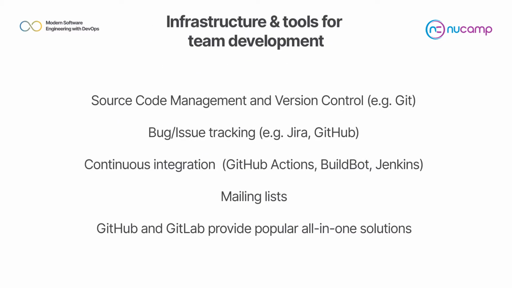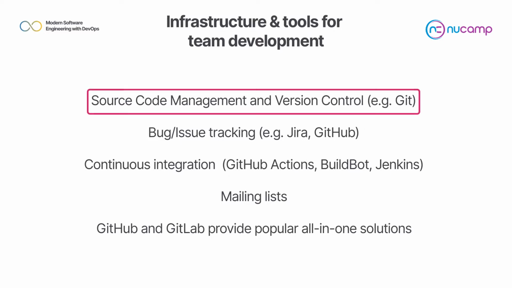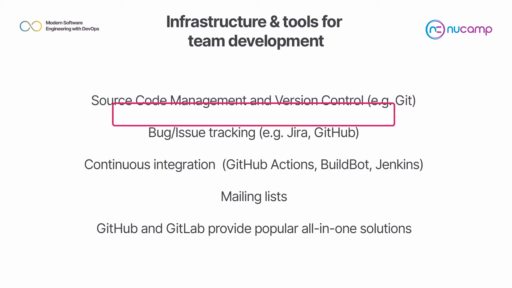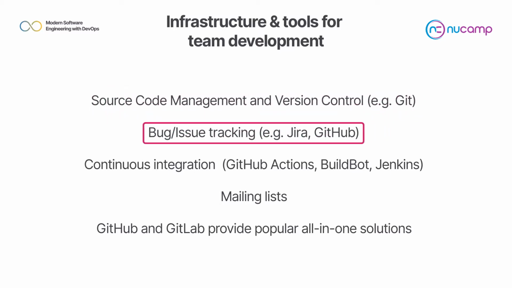There are several tools used in the flow of team development. These include, but are not limited to, source code management and version control software for all size projects, for example Git. Bug and issue trackers that allow for easy management of bugs. Examples are Jira, GitHub, GitLab, and Bitbucket.